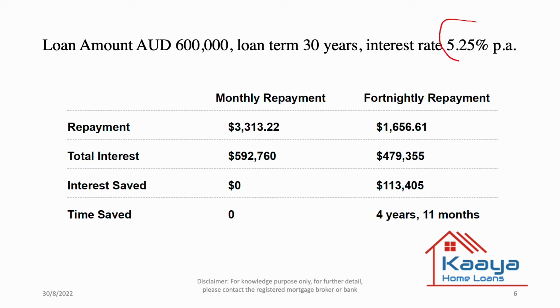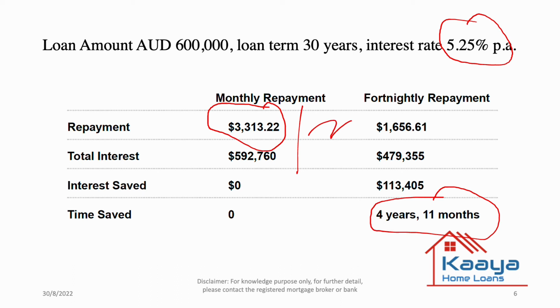So when the interest rate increases, right? Like before it was 3%, now it is 5.2 to 5%. You are saving some time here, right? But when there is an increase in interest rate, there is also an increase in repayment amount. Okay, so when you divide it by 2, the fortnightly repayment is again for 26 times. When you do it, you'll be saving a huge interest of 113,405 over the period of time.